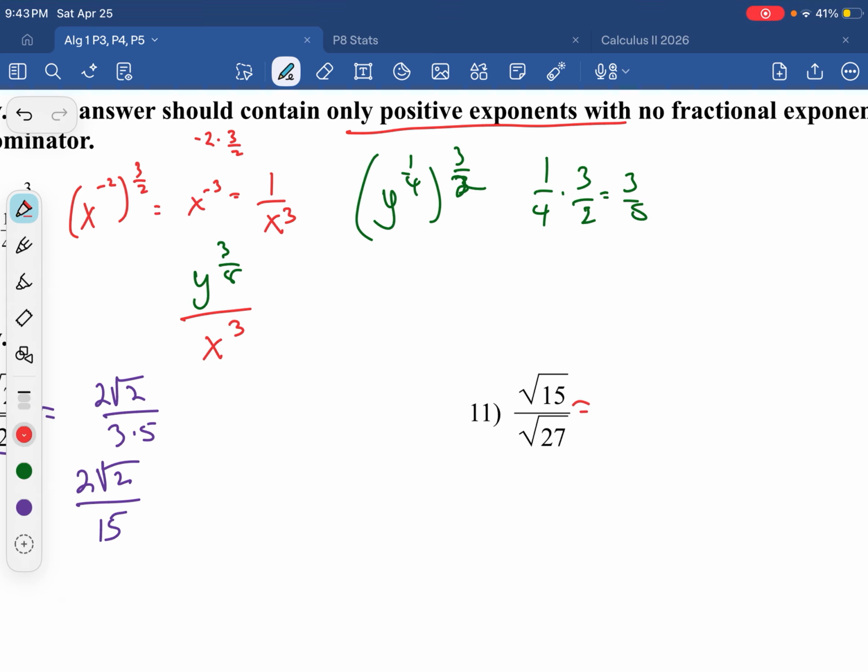I would rewrite this one like the square root of 15 divided by 27. You can simplify the square root of 27, but I think it's easier here to simplify and rewrite this fraction as 5 over 9, if I divide both 27 and 15 by 3. And this will equal the square root of 5 divided by 3.